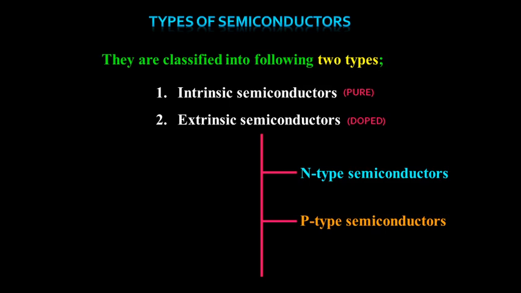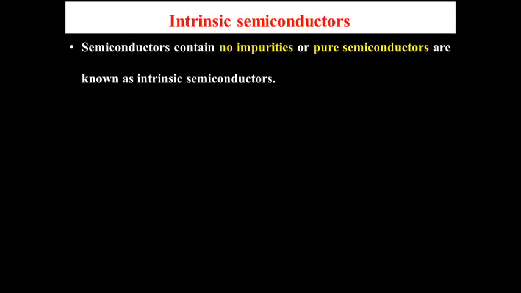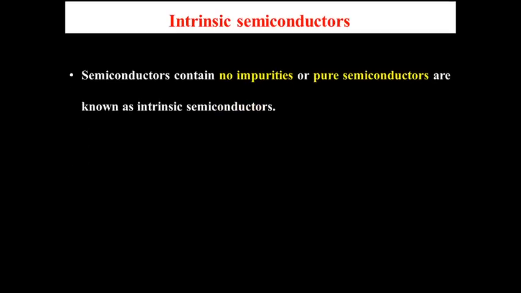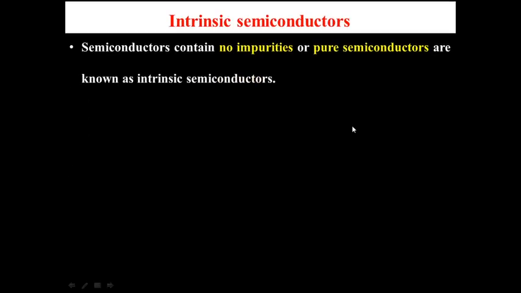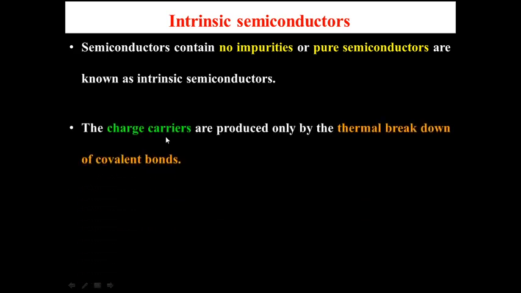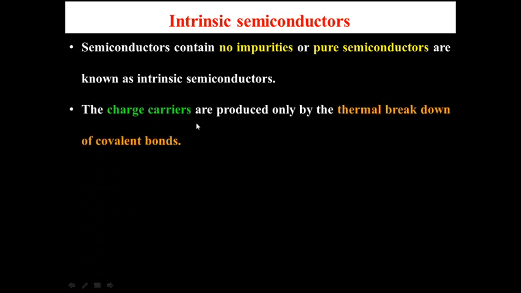So today we will see the details about the intrinsic semiconductors. First of all, we will see the key points related to the intrinsic semiconductors. The semiconductors contain no impurities. It means the pure type of semiconductors are known as intrinsic semiconductors. The charge carriers in the intrinsic semiconductors are only produced by the thermal breakdown of covalent bonds.